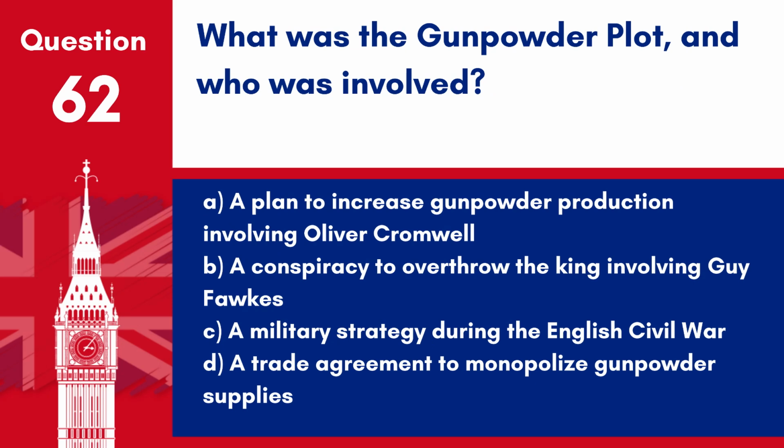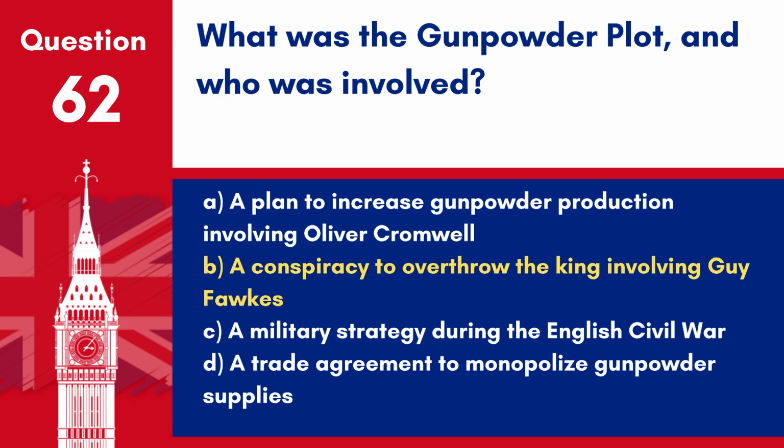Question 62. What was the gunpowder plot and who was involved? A. A plan to increase gunpowder production involving Oliver Cromwell. B. A conspiracy to overthrow the king involving Guy Fawkes. C. A military strategy during the English Civil War. D. A trade agreement to monopolize gunpowder supplies.